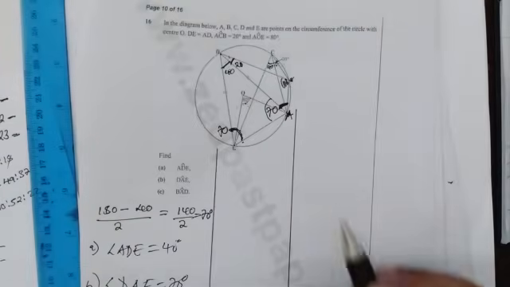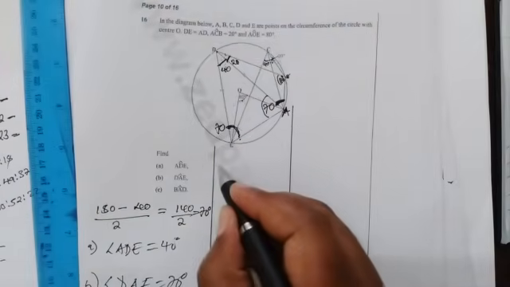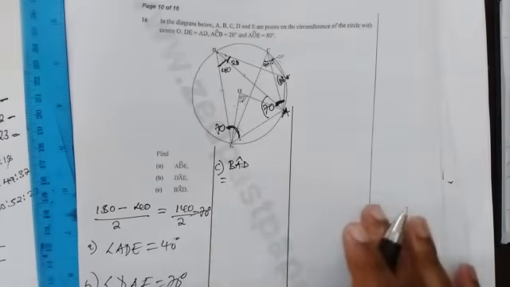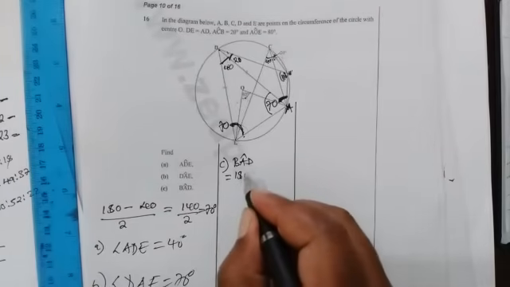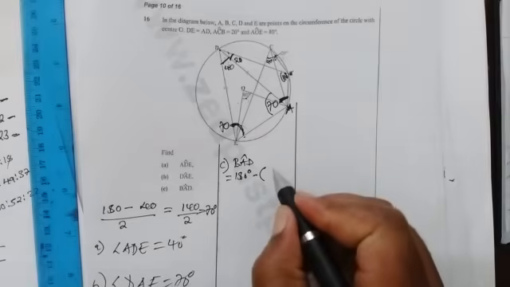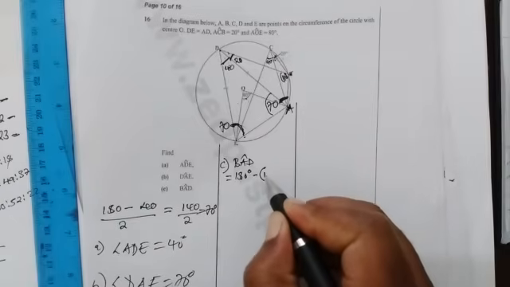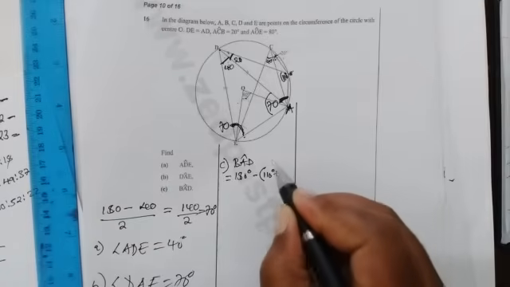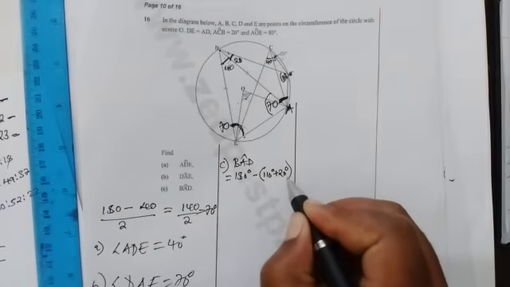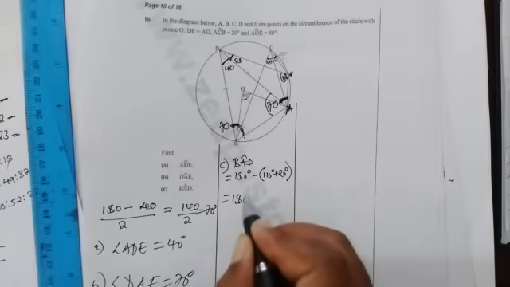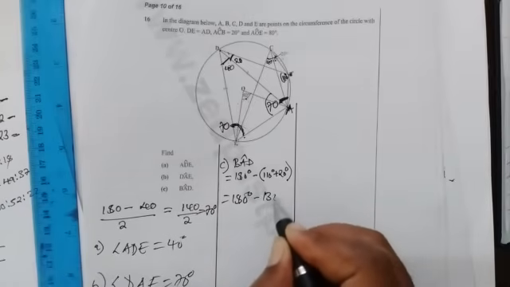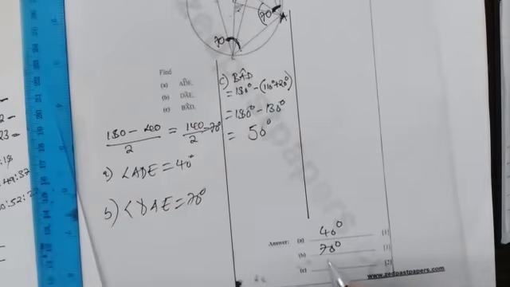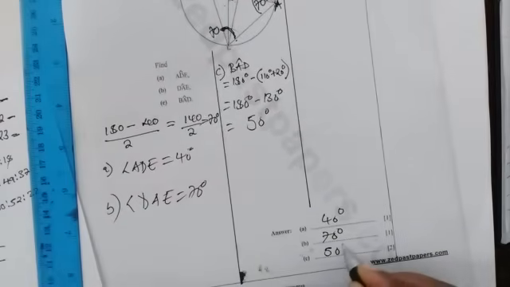So this is 20. So to find the BAD, what are we saying? We are going to say 180 degrees minus 110 plus 20 degrees. All right? So say 180 degrees minus 130 degrees. So this is 50 degrees. And that's what we get here. All right? So we get 50 degrees.